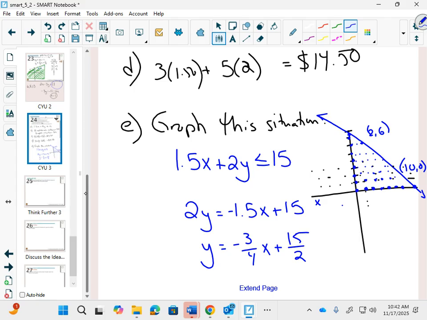So the graph of this is a little bit tricky. First of all, because you can only have whole numbers. Second of all, you can't have negative numbers.